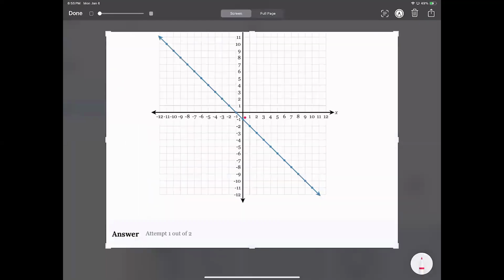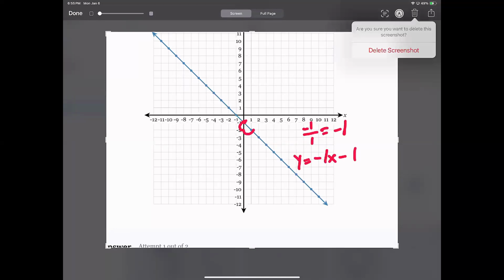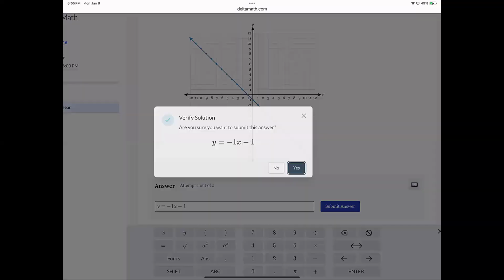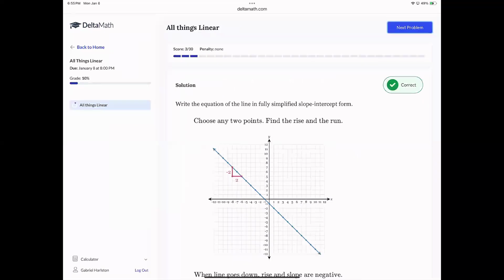Here is the y-intercept, and we can go from here down 1 over 1. So it's down 1 over 1. So the slope is a negative 1. So we got a negative 1x minus 1. That's our equation. So let me enter negative 1x minus 1. Submit it. Says nicely done. Okay, let's see what else we got here.